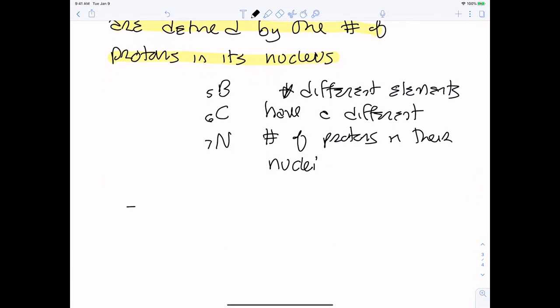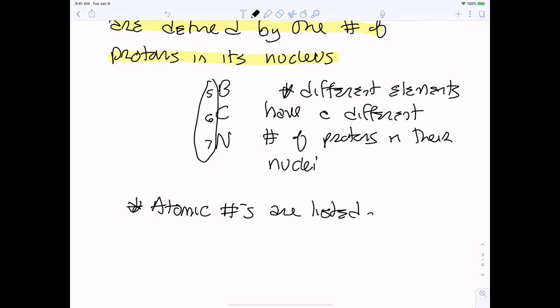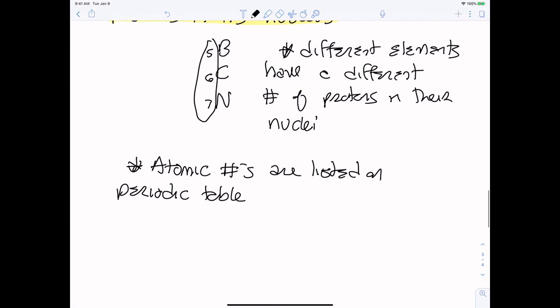Atomic numbers are on the periodic table, and that's how I knew these numbers, because the periodic table tells me. So atomic numbers are listed on the periodic table. And those are the whole numbers and the ones that go sequential. So these are the sequential, and I'll pull up the periodic table here in a minute. So these are our sequential whole numbers.